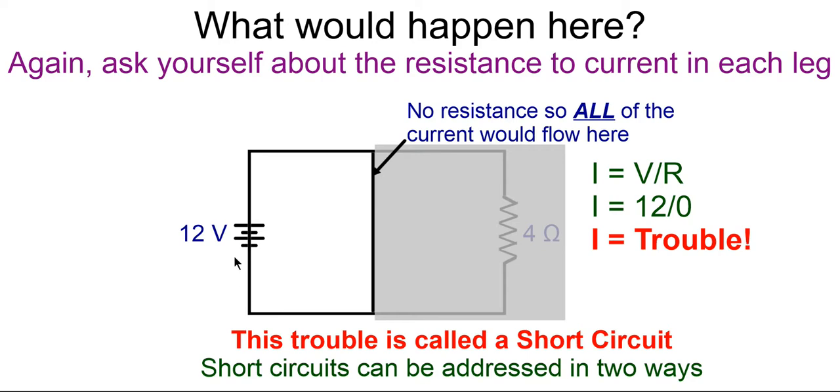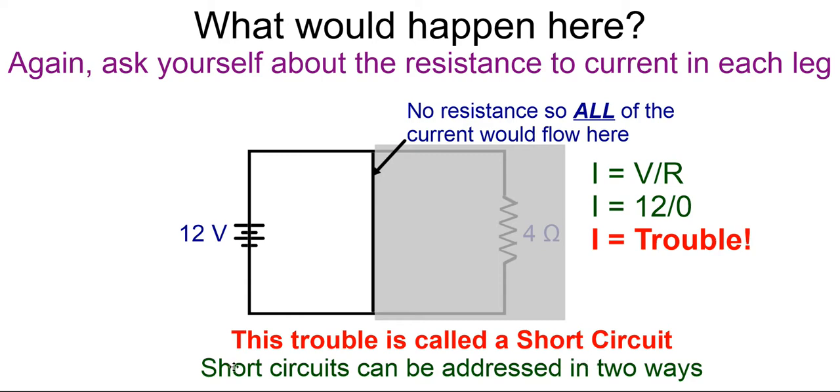Now let's try doing a little current calculation on this leg. The voltage is 12, right? What's the resistance? 0. There's none. Division by 0 creates infinity, doesn't it? Well, in circuits it causes trouble. And that trouble has a name. It's called a short circuit. All that current will come down here and it could melt the wire, destroy the circuit.